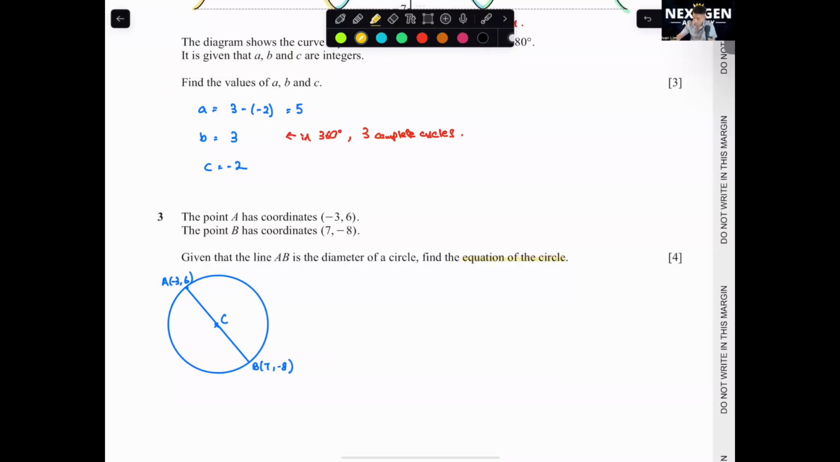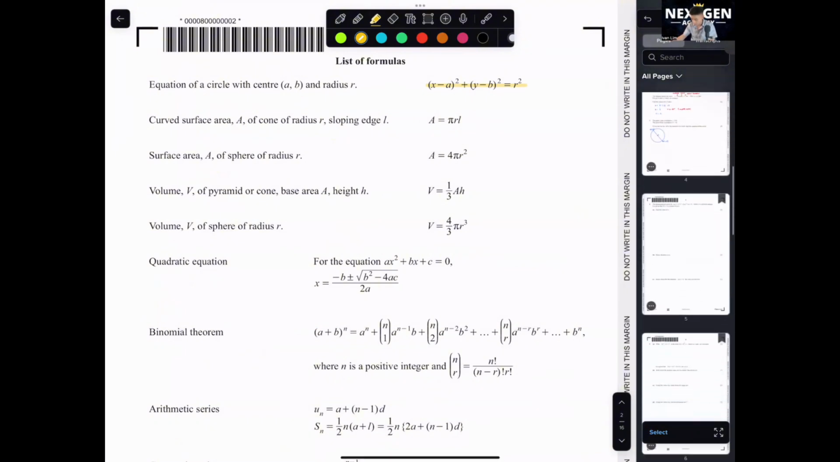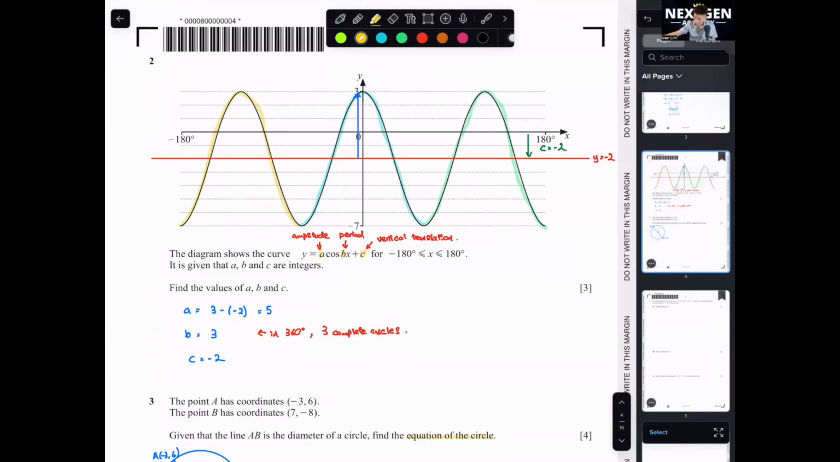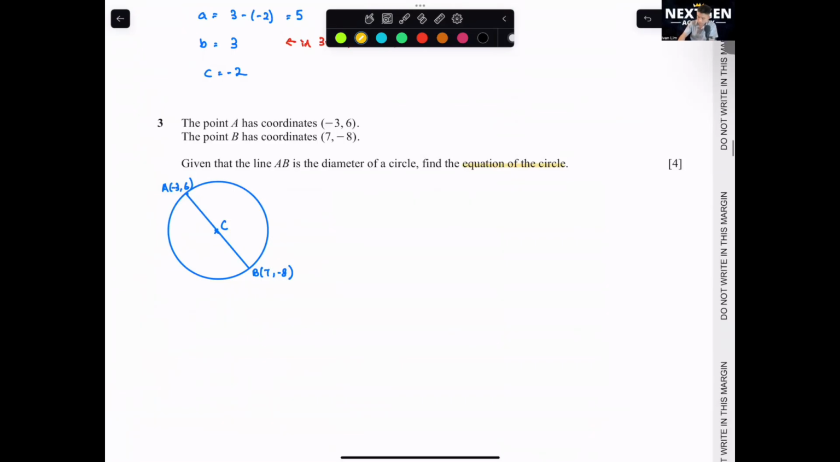We can find the formula over here. Equation of the circle: (x minus a) squared plus (y minus b) squared equals r squared, where (a, b) is the center, and the radius is equal to r. Okay, so we write down the formula first. (x minus a) squared plus (y minus b) squared equals r squared.